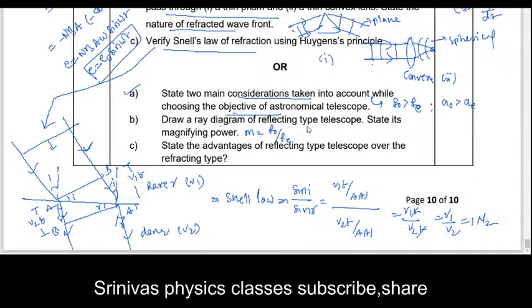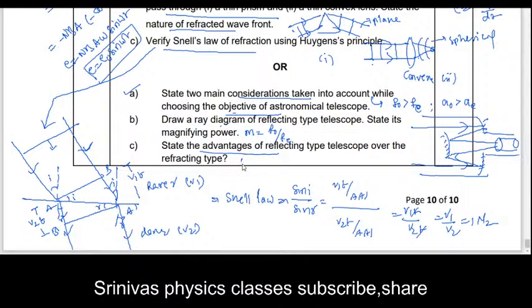Next, draw the ray diagram of the reflecting telescope. Reflecting telescope diagram, you know already? Yes or no? Like this it will be there. Some concave mirror we have to use. Here the convex mirror, light rays will be incident like this, and they will be reflected here, and they will meet in the eyepiece. Something like this it will be there.